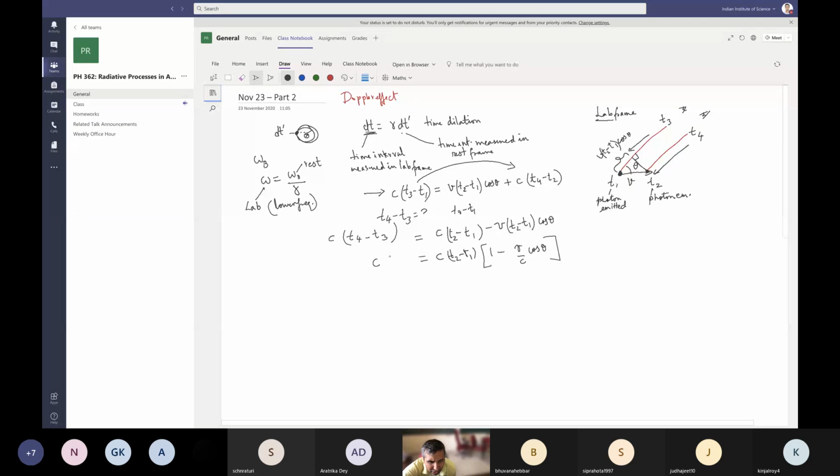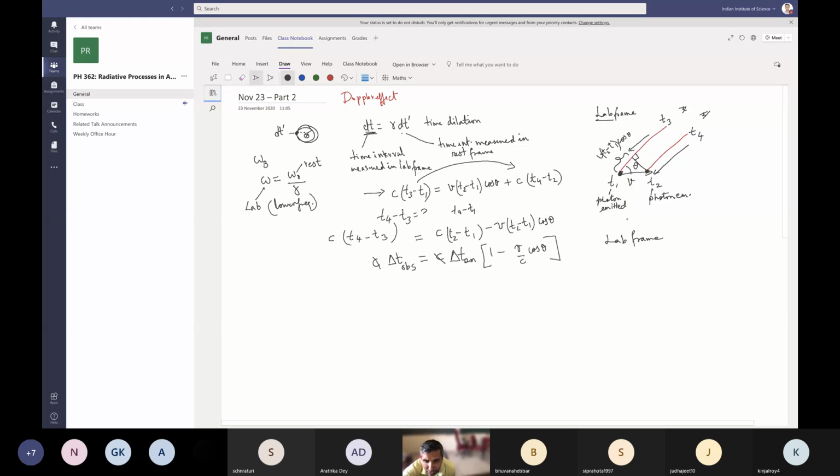The c cancels, and this is nothing but delta T observed, and T2 minus T1 is nothing but delta T emitted. And everything here is in the lab frame. Right, so if delta T emitted is the time between photons emitted here and here, the time measured by an observer is given by this.